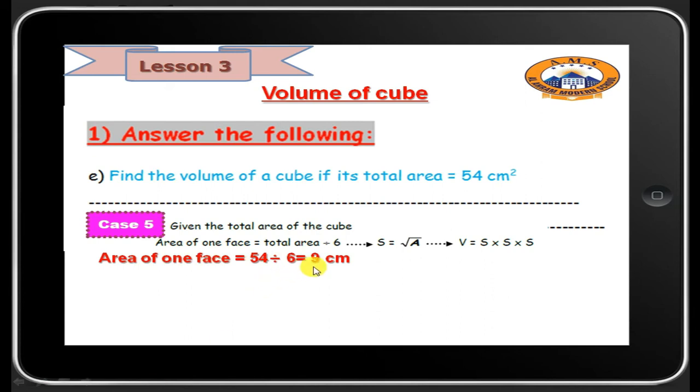9 here is not the side. 9 here is the area of one face. So all you have to do now is take the root of the area, the square root of 9. That will give me 3. Or think about which number I will multiply by itself that will give me 9. You said, Miss, 3 times 3 equals 9. So the side length here equals 3. Now we can calculate the volume of the cube just by multiplying side times side times side. So 3 times 3 times 3 will give me 27 cubic units.